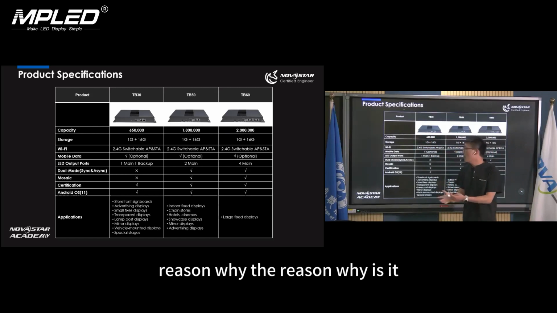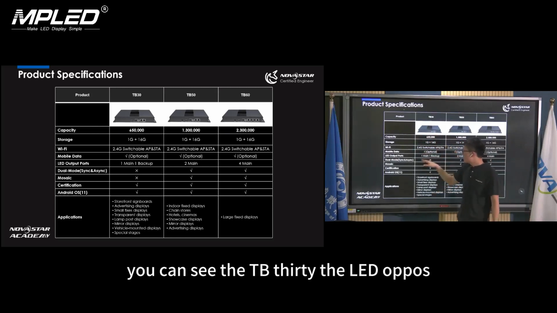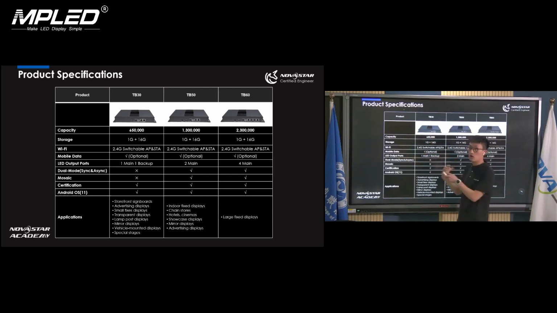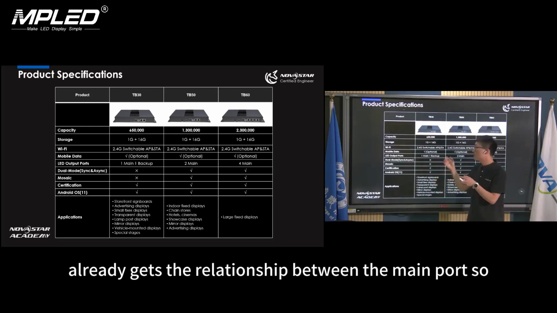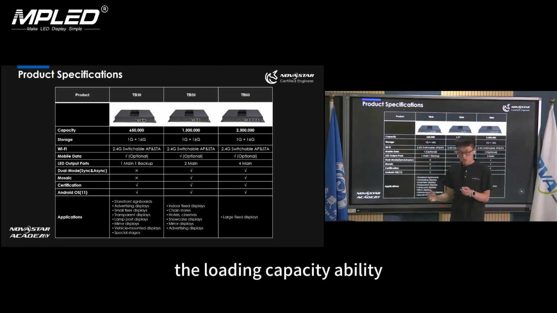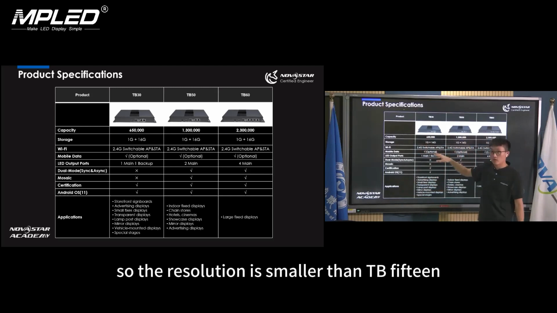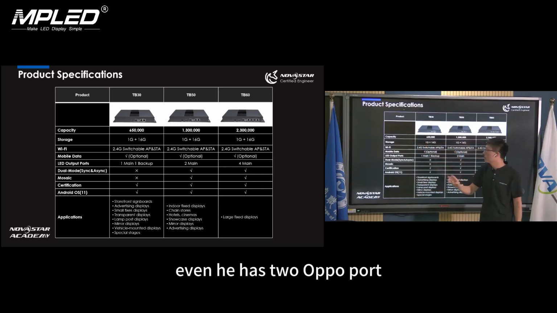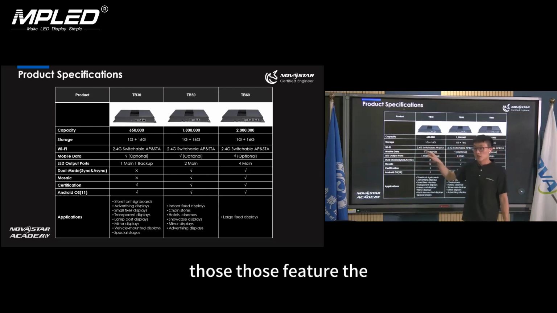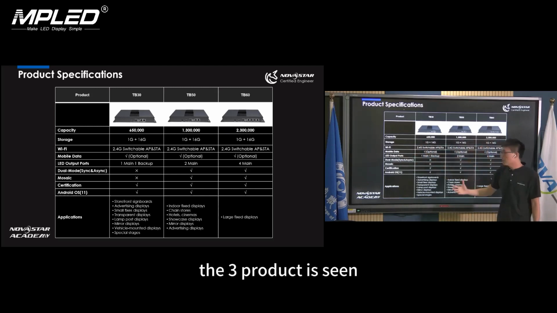The reason is, you can see the TB30's LED output ports, one is the main port and one is the backup port. I just told you the backup port already has a relationship with the main port. So the backup port doesn't have loading capacity. So the resolution is smaller than TB15, even though it has 2 output ports. And the storage, Wi-Fi, and mobile data features, those are the same for the 3 products.